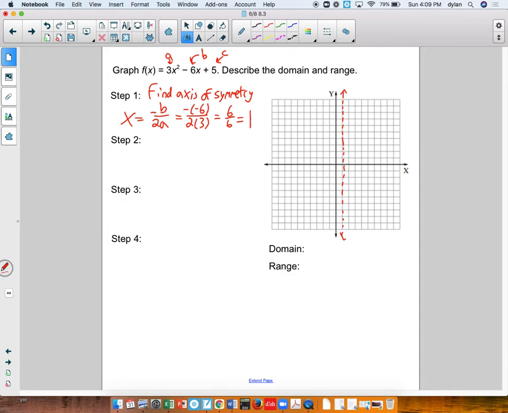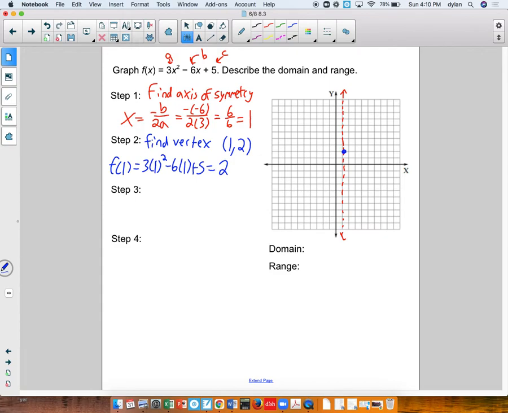So then step 2, we want to find the vertex. To find the vertex, we already know the x-coordinate because the x-coordinate is just going to be 1. So we're going to plug 1 in for x to find f of 1. When we simplify that, we have 3 times 1 minus 6, which is negative 3, plus 5 is 2. So our vertex is going to be at 1, 2. I'll put that on my graph as well.